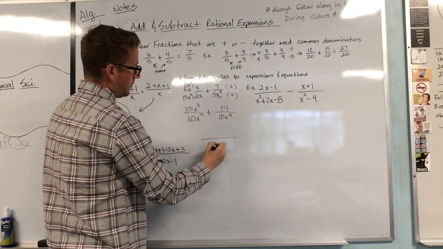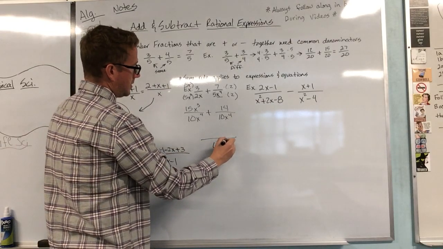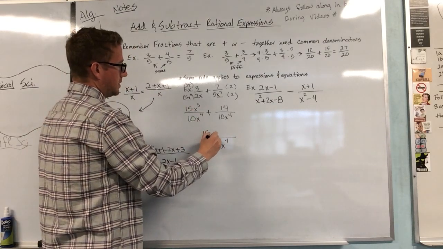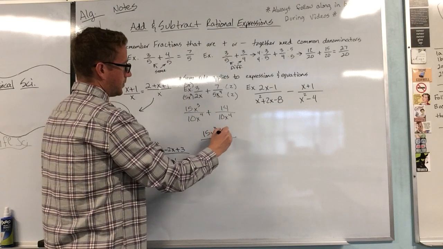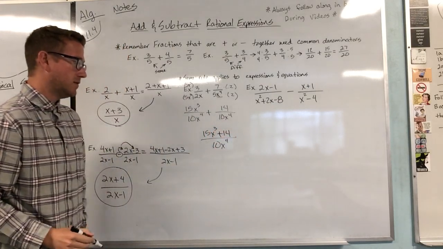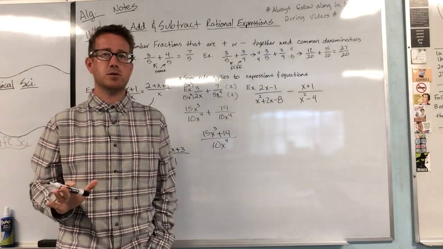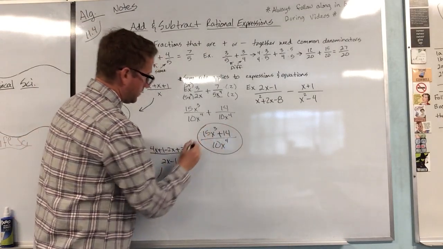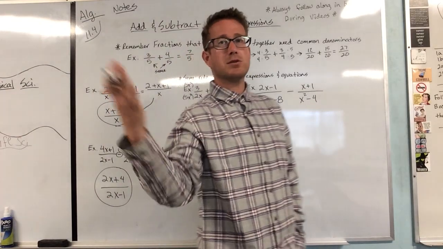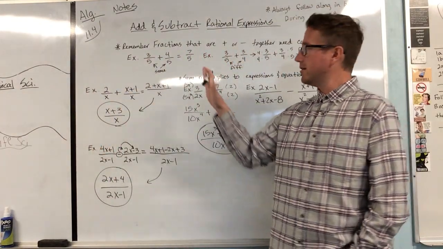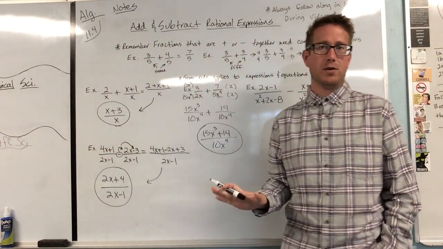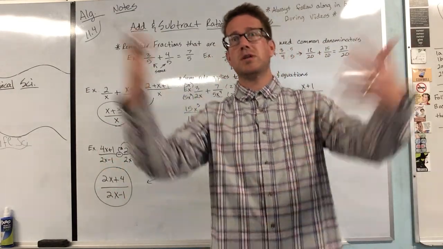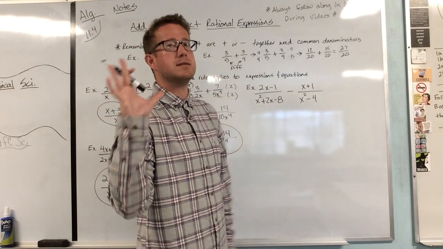Let's just write this over the one common denominator of 10x to the 4th, and then my numerator, 15x to the 3rd plus 14. If you look closely, there's nothing else you could do. This problem is now done. Right there, okay? Take a pause, go back, re-watch that, follow it step by step. All right, you can slow the video down or speed the video up, whatever is going to help you the most.